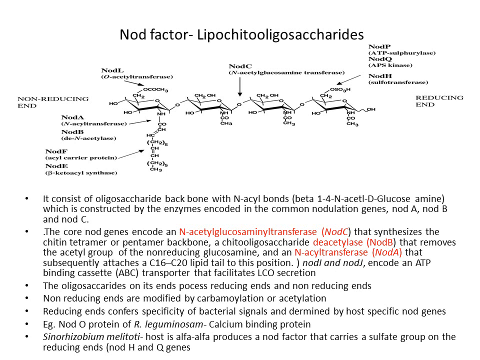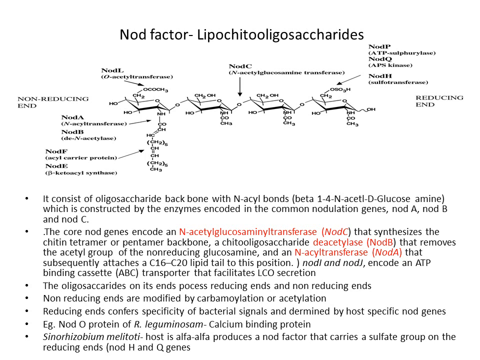The N-acetyl glucosaminyl transferase, the enzyme which is produced by nod C, is involved in the synthesis of a tetramer or pentamer backbone, a chito-oligosaccharide. That is, nod C genes are responsible for the production of the enzyme called N-acetyl glucosaminyl transferase. These are the ones involved in the formation of this backbone.